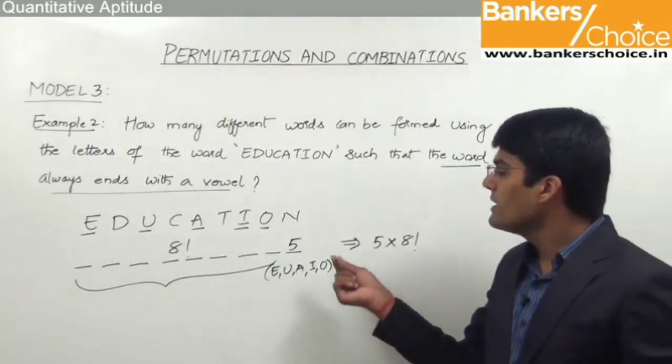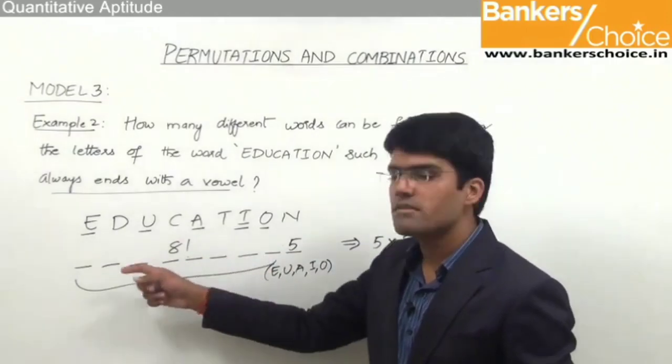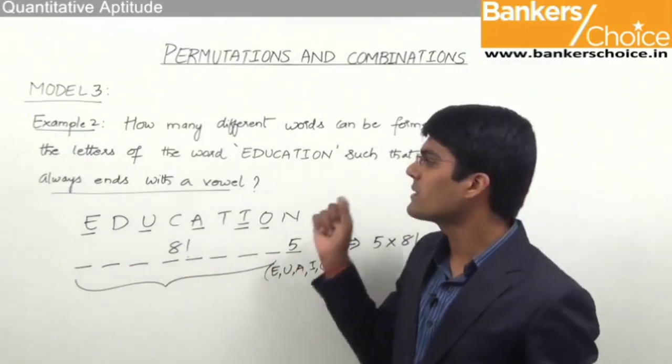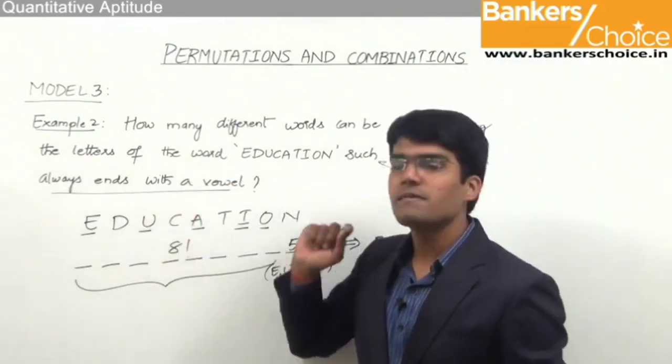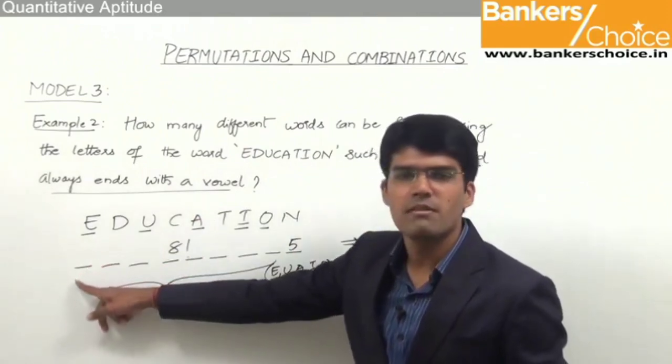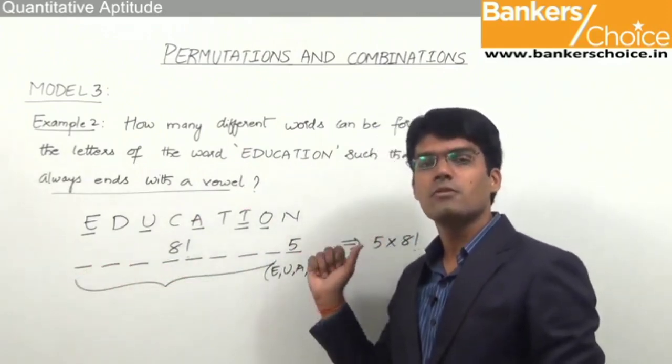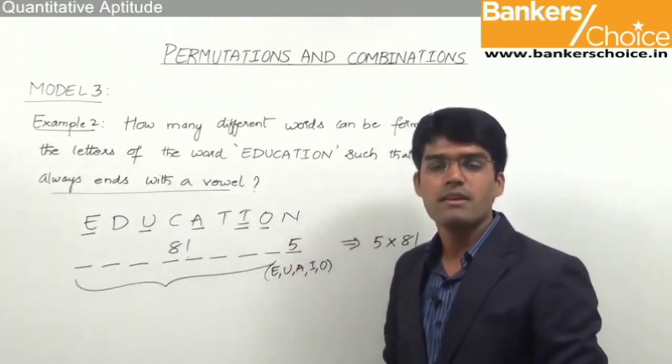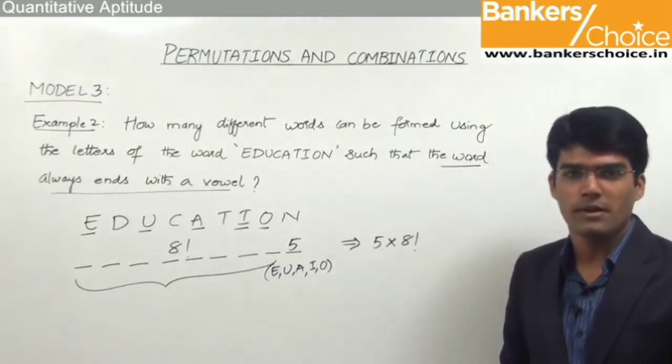Again here, it need not be the last position always. It can be any position which has to be occupied by a vowel. Let's say the question says the word always begins with a vowel. So there again the first position can be filled in 5 ways, and the remaining 8 positions, including the last position, in 8 factorial ways. So the answer still remains 5 into 8 factorial.